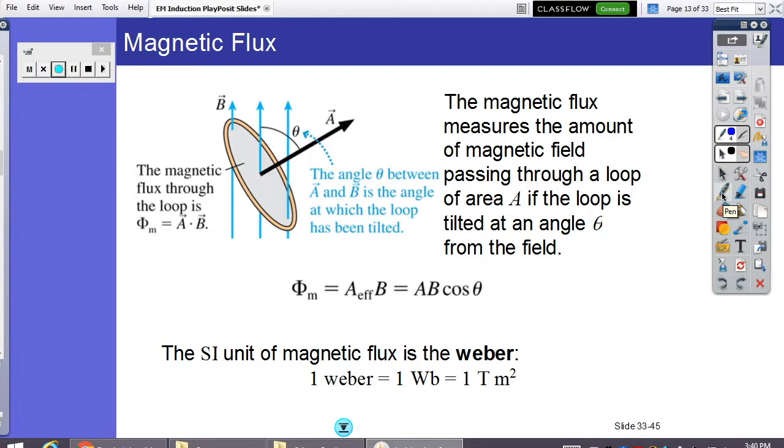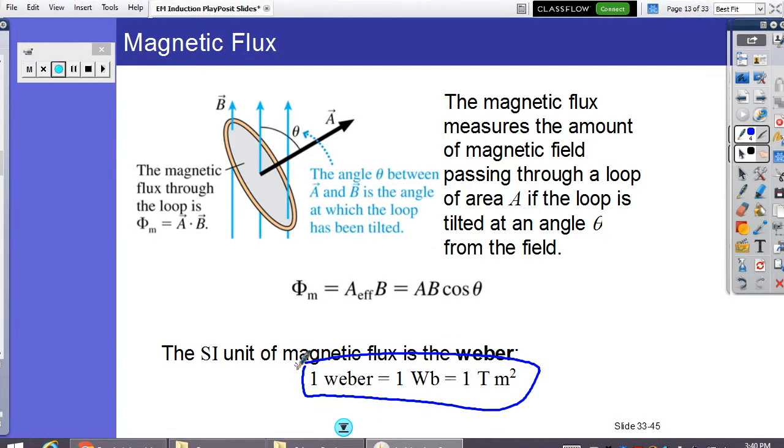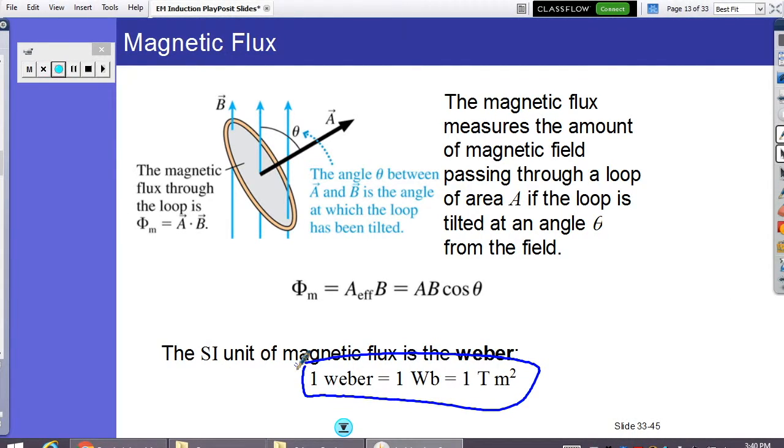What is our unit of flux? Well, it's Tesla times area, B times A. But we actually have a special name for that. It's called Weber. And we write Webers this way. 1 Weber has a WB. And the reason is we don't write it this way is that's 1 watt. Exactly.